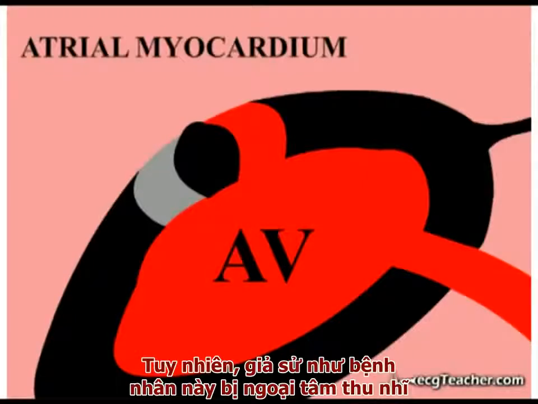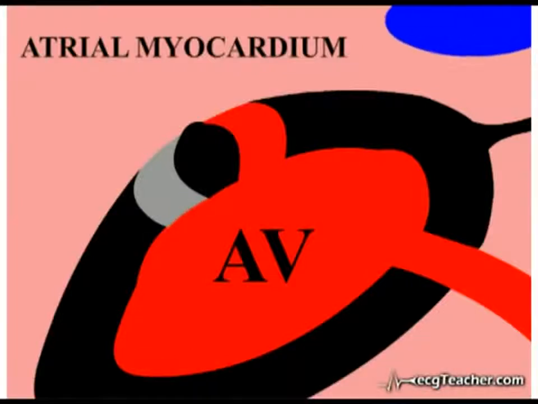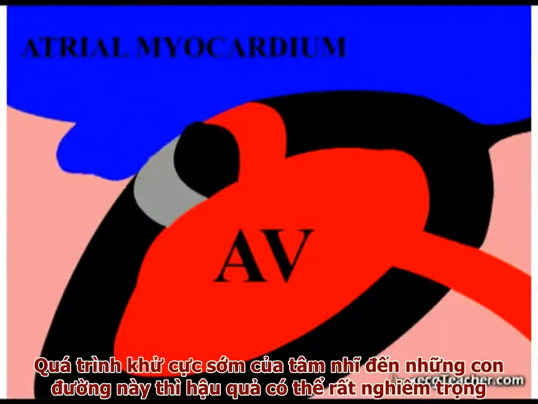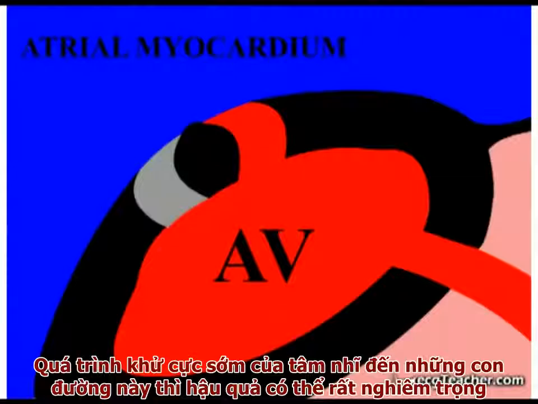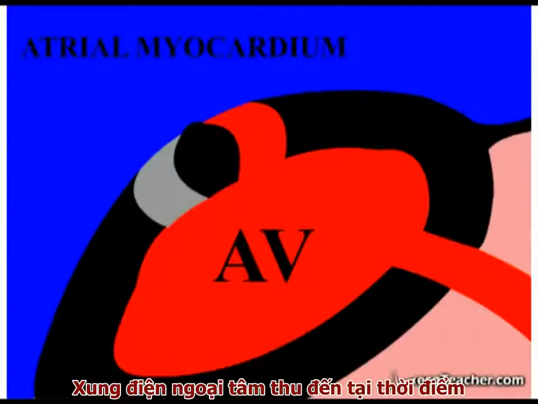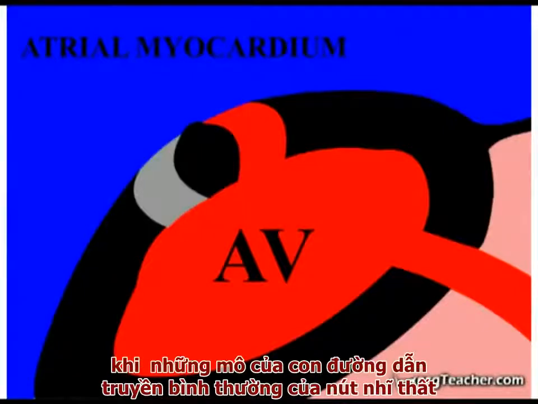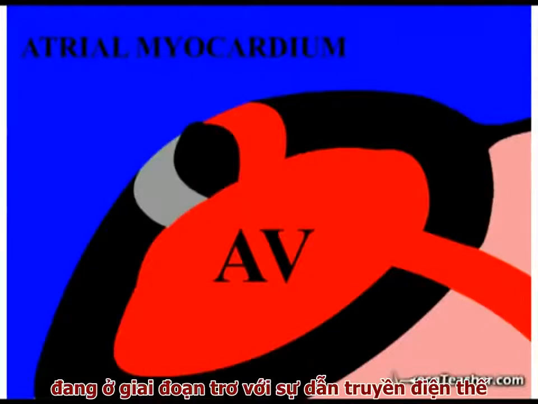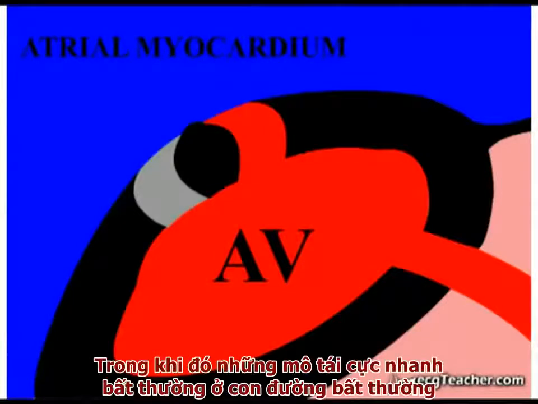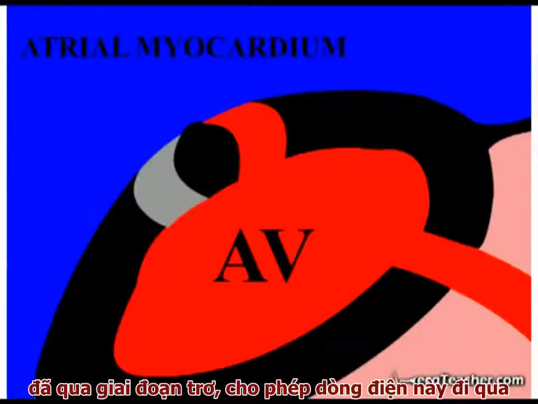However, if the individual experiences a premature atrial ectopic and atrial depolarization reaches the tracts at this point, the effect can be dramatic. The ectopic discharge has arrived at a time when the normal conducting tissue of the node is in a state refractory to the transmission of current. The abnormally rapidly repolarizing tissue of the diseased section, however, permits current to pass.